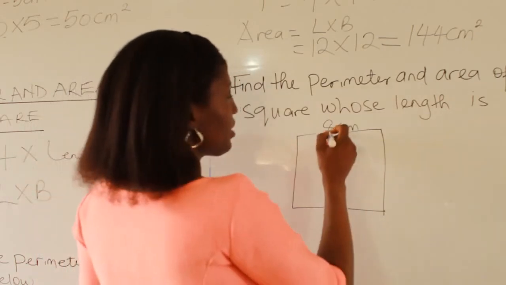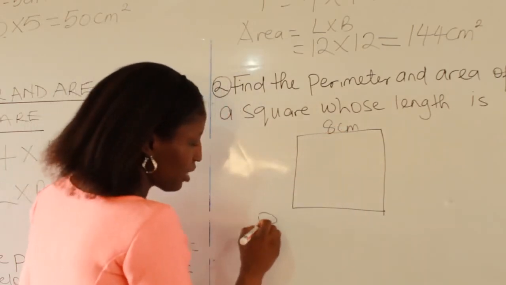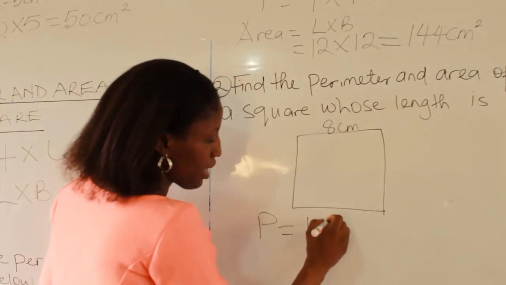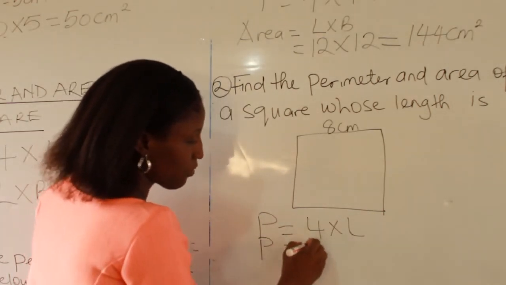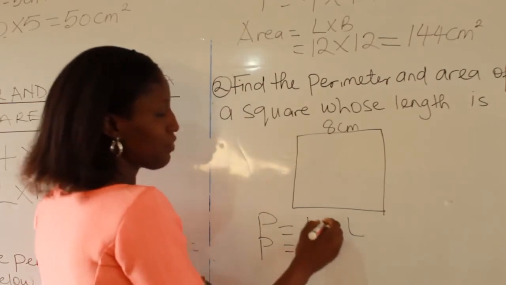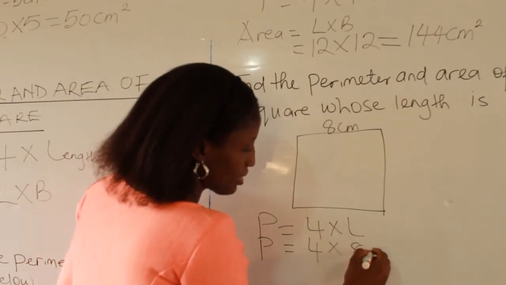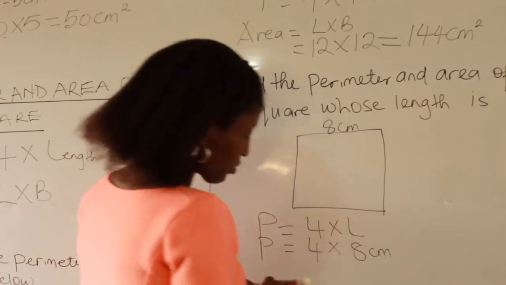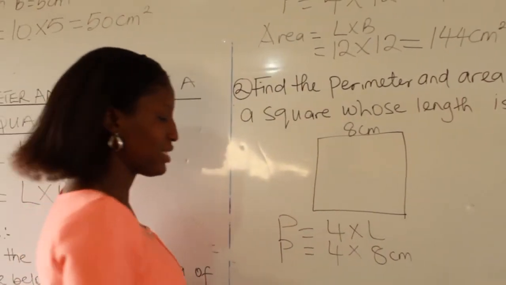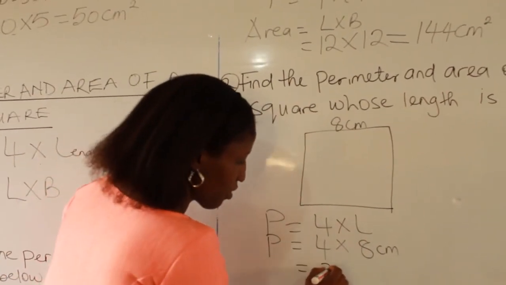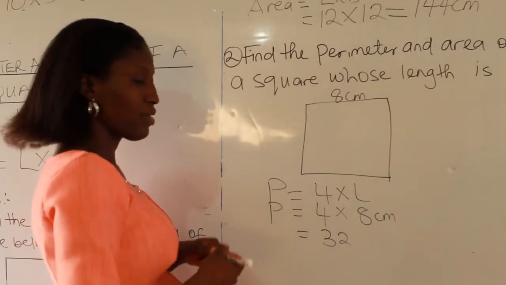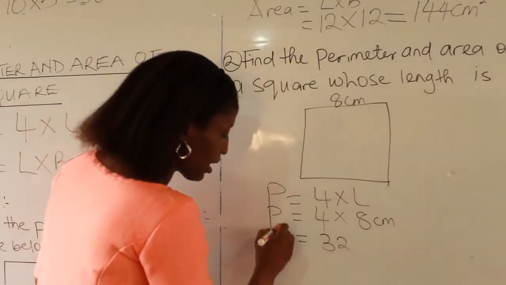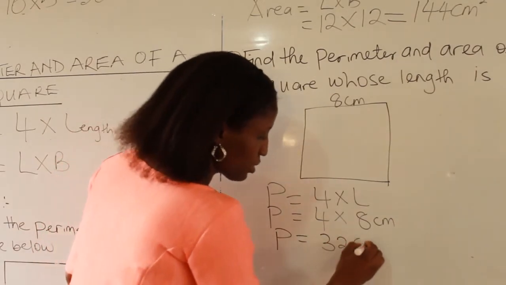So, the formula is perimeter equals 4 multiplied by L. So, perimeter equals 4 times the length given, which is 8 centimeters. 4 times 8 equals 32. So our perimeter equals 32 centimeters.